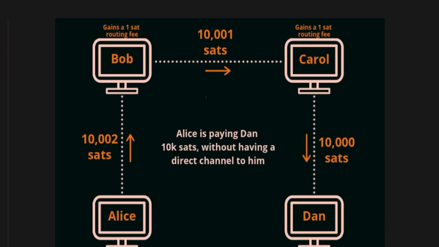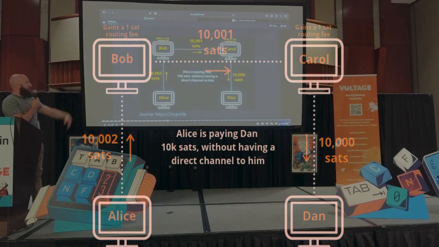Lightning liquidity. So for those that don't know, this is a graphic from ln.guide. And in this graphic, essentially, Alice wants to pay Dan, but Alice doesn't have a channel with Dan, so this might be a refresher for some of you. But Alice has a channel with Bob, Bob with Carol, Carol with Dan. So the Lightning Network routes the 10,000 sat payment through these channels.